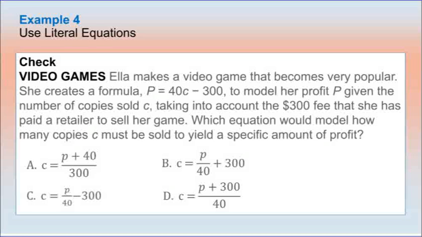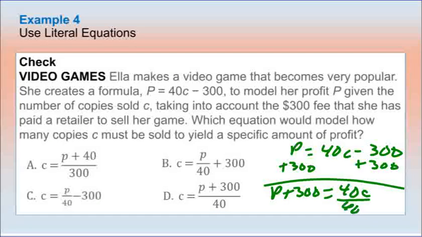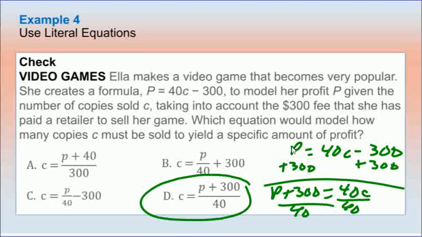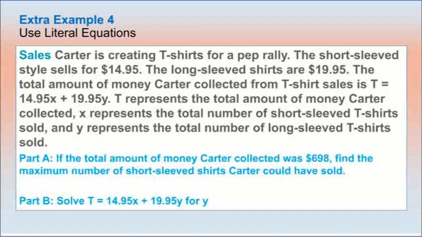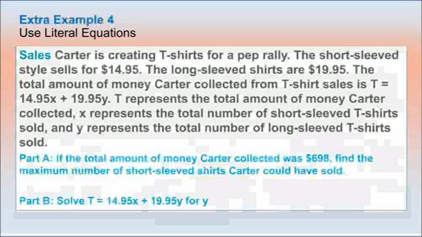So if the formula is there, we need to solve for C. We have P equaling 40C minus 300. I'm going to add 300 to both sides. Now I'm left with P plus 300 equaling 40C. Divide by 40. C would equal P plus 300 divided by 40, which would be letter D. Going back to that one, we just had to find the equation. We didn't actually have to solve for that.